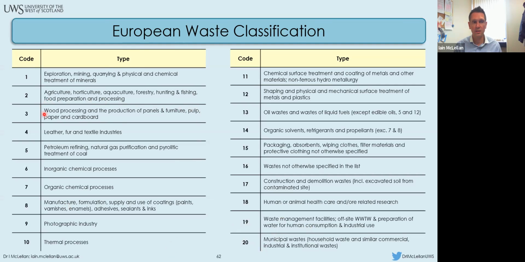There you go. I would classify it as in there because it's the production of panels and furniture, pulp, paper, and cardboard, wood processing. So perhaps it could go in there. It's not that. It's definitely not them. So the first thing I would look at is chapter 3, to see if it's listed within chapter 3.